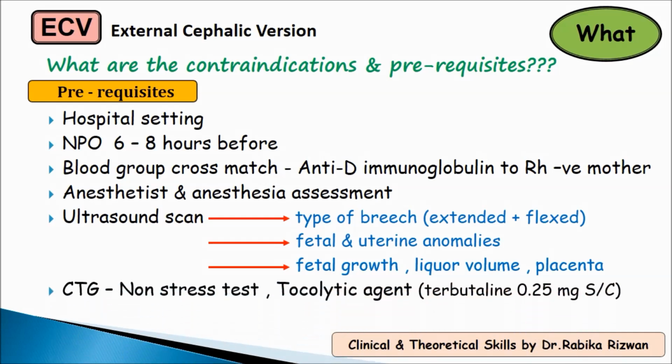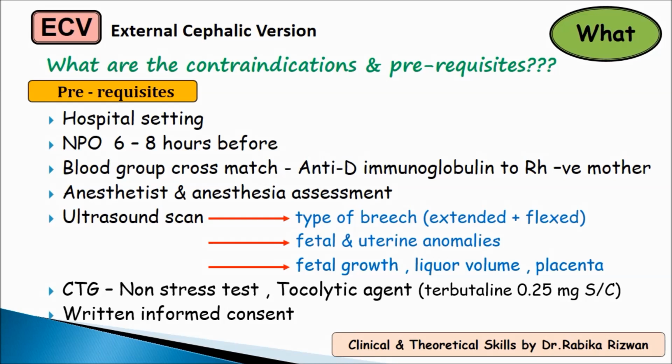The next prerequisite to fulfill is CTG, cardiotocography, a non-stress test. You should perform CTG for 30 minutes before the procedure and 30 minutes after the procedure. It is documentary proof of fetal well-being. If you see poor fetal heart rates, fetal bradycardia, tachycardia, or absent variability or decelerations, you should not go on to perform ECV.